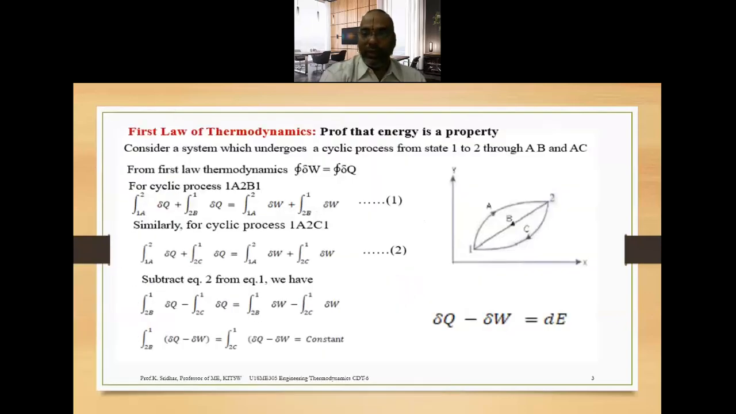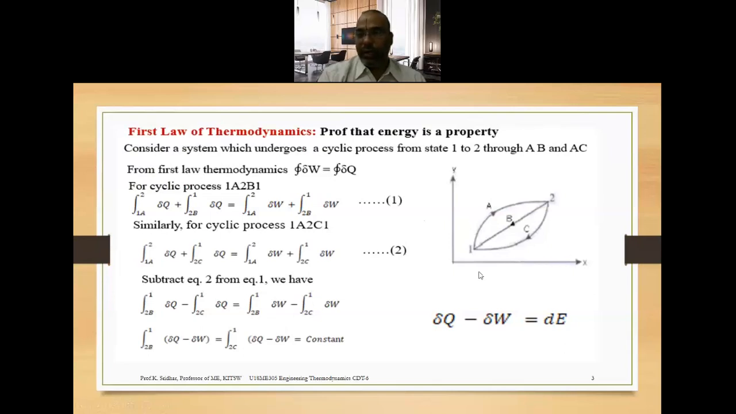In the previous class, we studied that the first law of thermodynamics for a cyclic process is defined as the cyclic integral of delta W is equivalent to the cyclic integral of delta Q. It is for a cyclic process. That is the meaning of the cyclic process. Here you can see a property diagram. I am not mentioning whether it is a PV diagram or TS diagram or PH diagram. Simply I have taken it as X and Y, so it is an XY property diagram.